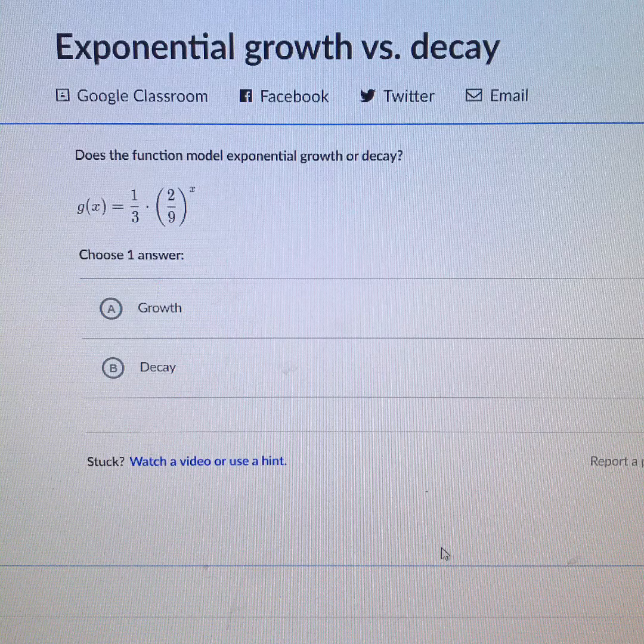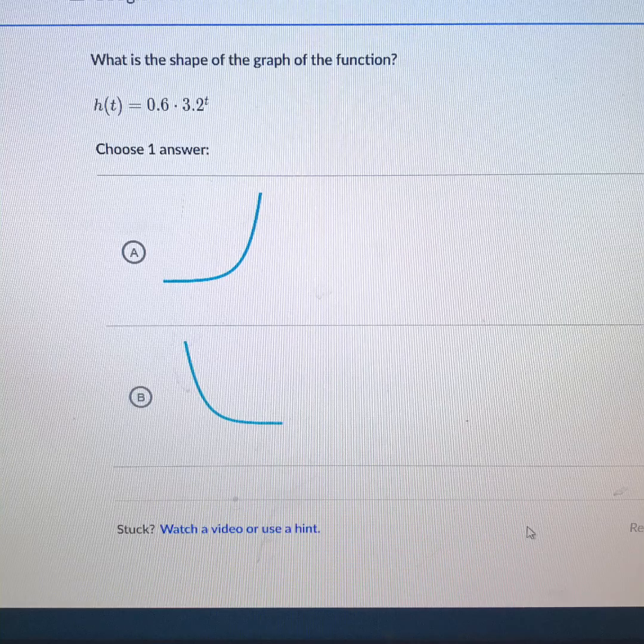And it is also important to note that some fractions, for instance, if this was written as 9/2, would have a value over 1 and thereby be growth. But this problem, 2/9, is a decimal equivalent that is between 0 and 1, so this is an example of decay.